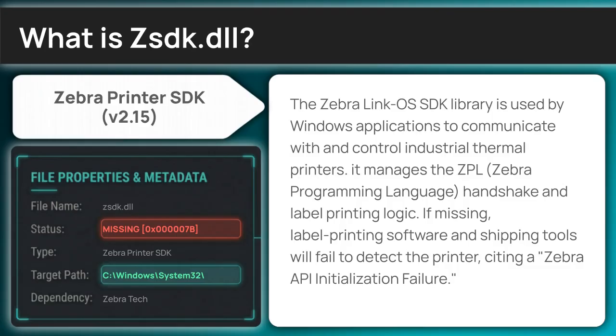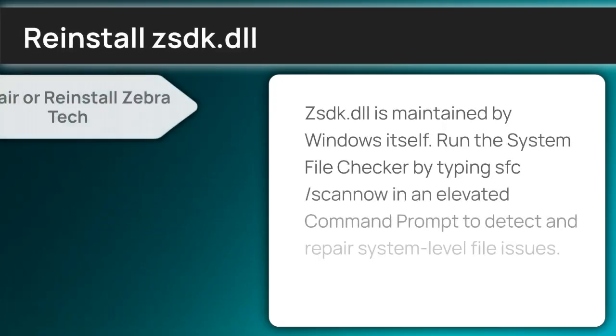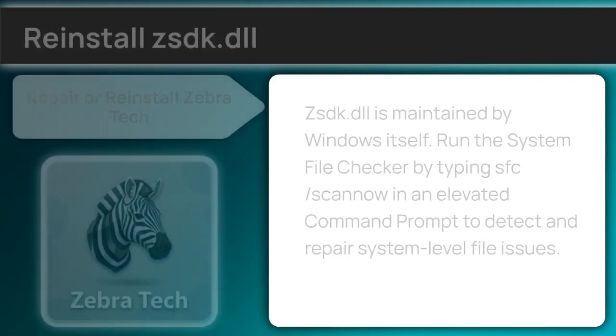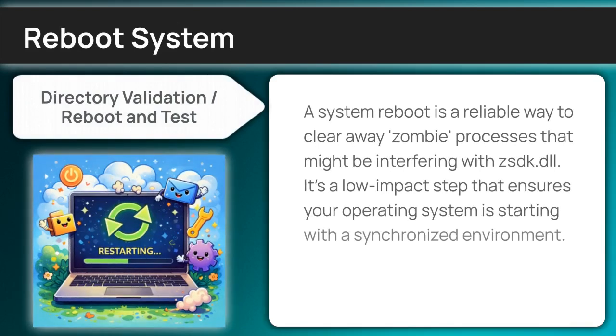Since we've covered what this file is, let's move to the primary fix. Zsdk is maintained by Windows itself. Run the system file checker by typing sfc /scannow in an elevated command prompt to detect and repair system-level file issues. If you're still finding yourself stuck after the reinstall, our next priority is to check for any active blocks in the system path. A standard reboot clears out temporary memory conflicts and gives the Windows loader another chance to properly register the Zsdk library component during startup.